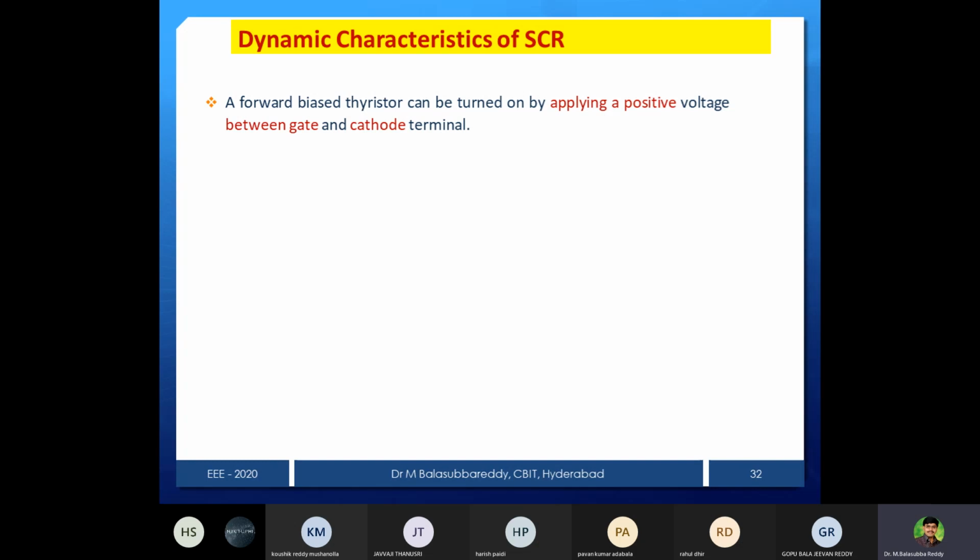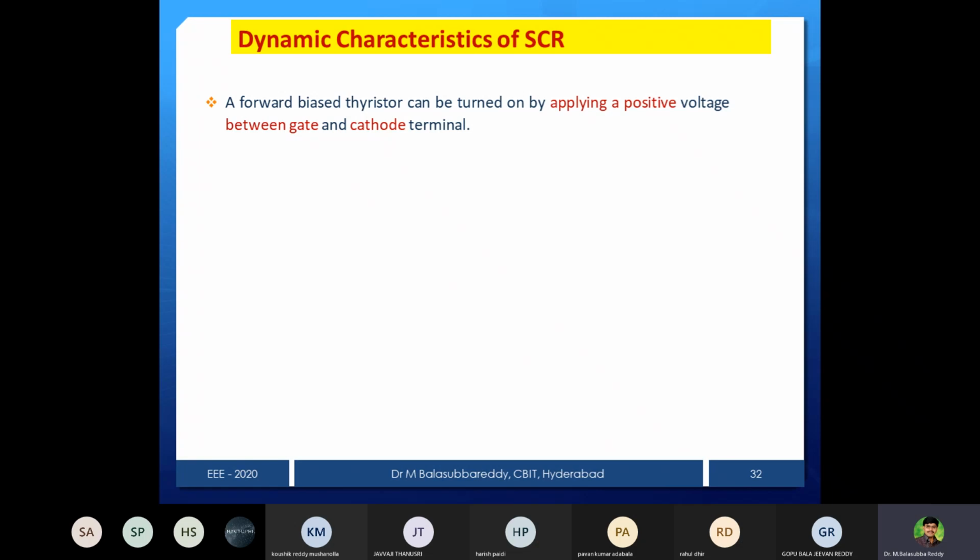And we can notice that in the case of static characteristics, we observed three modes of operation: forward blocking, forward conduction, reverse blocking, like that. So in this case, when the thyristor is forward biased, only at that instant can we turn on the device by giving the gate signal. Here, to turn on the thyristor, we apply a positive voltage between the gate and cathode terminals.